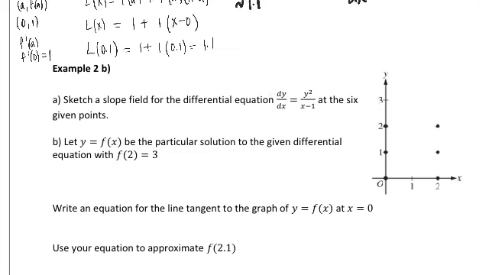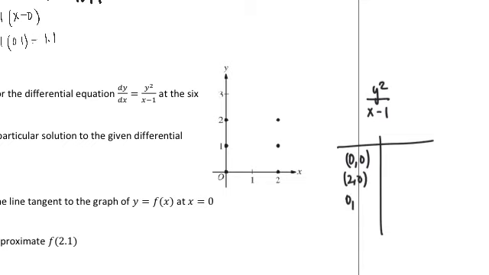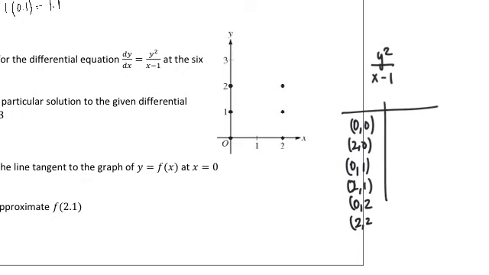Okay, here's a second example, same type of problem. We're sketching a slope field for this differential equation at the 6 given points. So the equation is y squared divided by (x minus 1). You can even make a little table if that helps you for the points. So we've got (0, 0), (2, 0), (0, 1), (2, 1), (0, 2), and (2, 2). Those are our points. And then this equation becomes 0 divided by negative 1, which is 0 for the slopes.